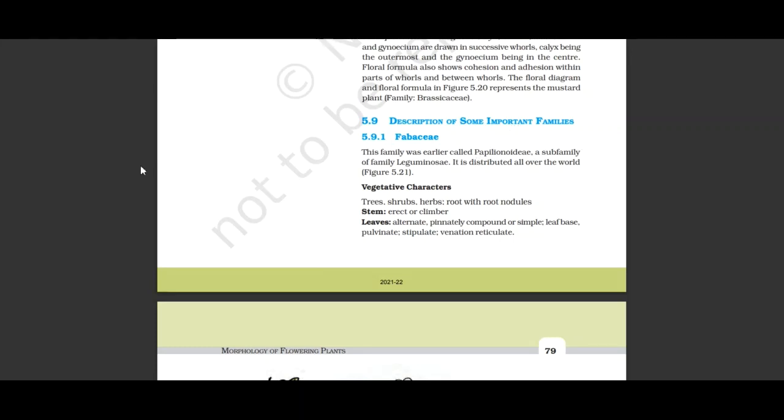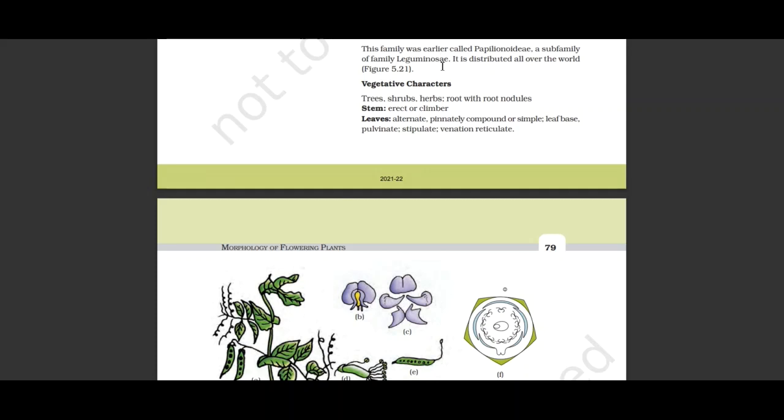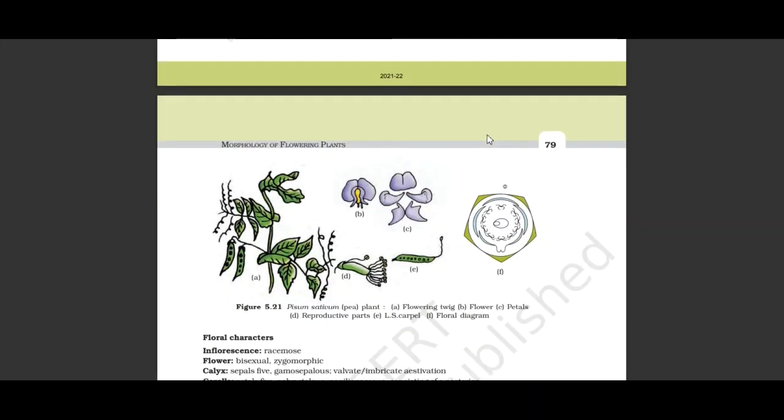First family is Fabaceae. This family was earlier called Papilionoideae, a subfamily of Leguminosae. It is distributed all over the world. Figure 5.21 represents the family Fabaceae. Let us see the vegetative characters. Trees, shrubs, herbs, root with root nodules. Stem is erect or climber. Leaves alternate, pinnately compound or simple. Leaf base pulvinate, stipulate. Venation is reticulate.